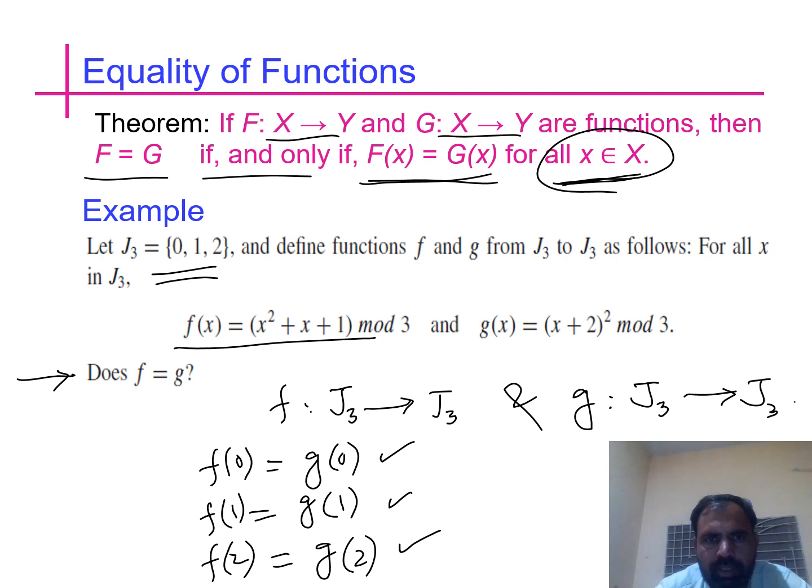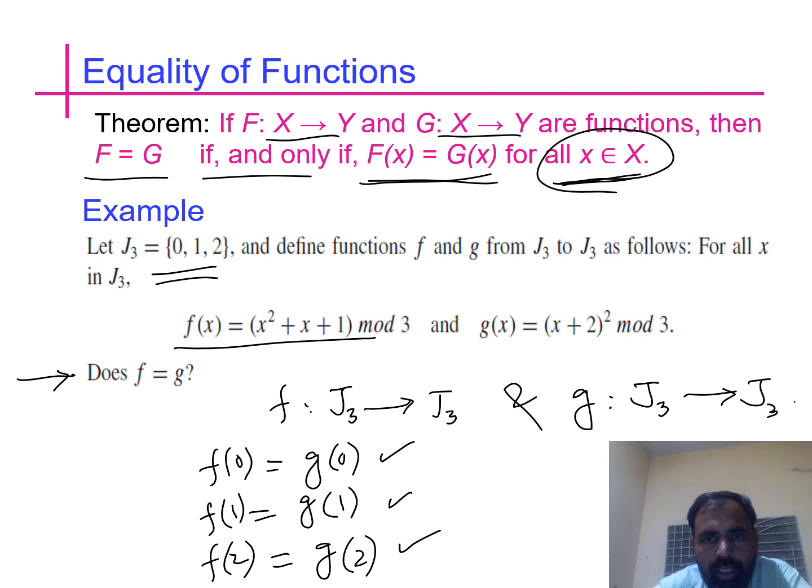Here we take an example where J3 is equal to {0, 1, 2} and define functions f and g from J3 to J3 as follows. For all x in J3, f of x is equal to x squared plus x plus 1 mod 3, and g of x is equal to (x plus 2) squared mod 3. Do you know about mod 3? We have already discussed it in the previous lecture. Now the question is: does f equal g?